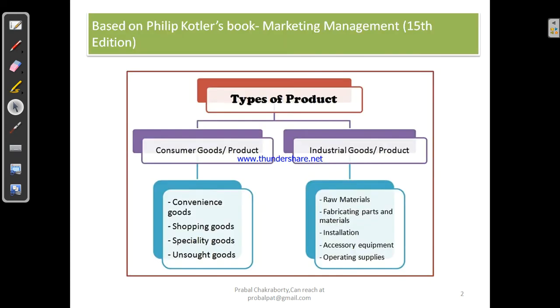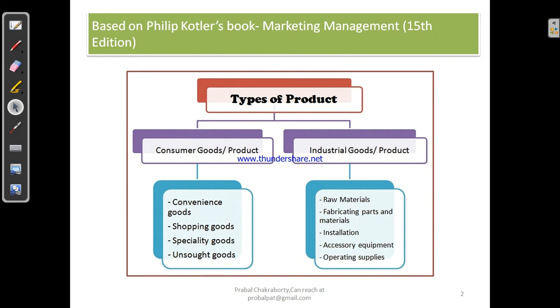Now, an important thing is that when we are citing something, we must say the original person who had done this. This is basically based on Philip Kotler's book, Marketing Management, 15th edition. Based on that, I have developed certain things. Hope you will listen.